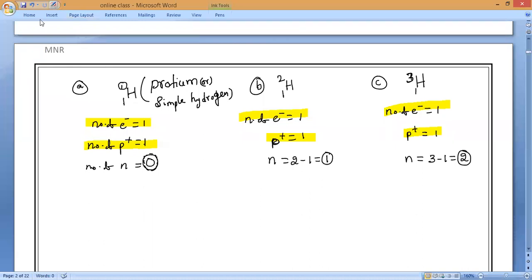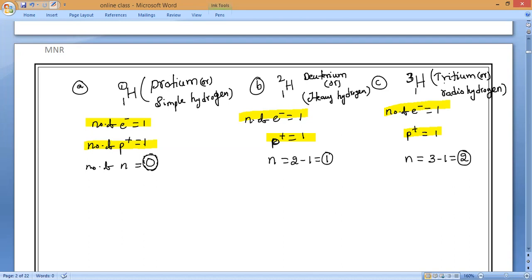Simple hydrogen. Second one is called deuterium, or we can say heavy hydrogen. Last one, tritium, or we can say radiohydrogen. Very, very important. These are the 3 isotopes.